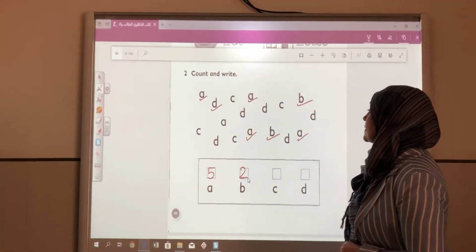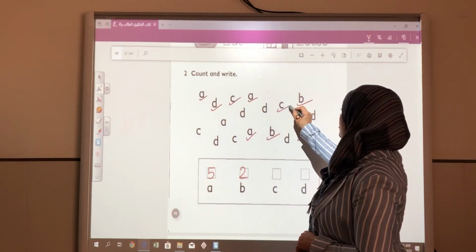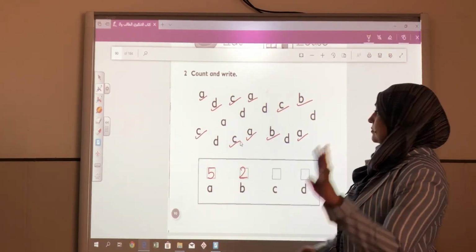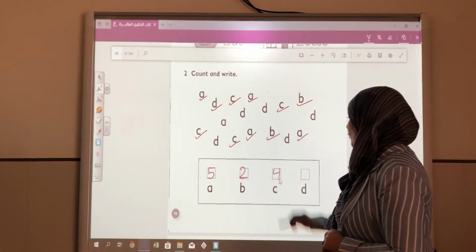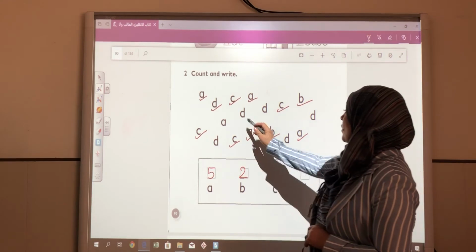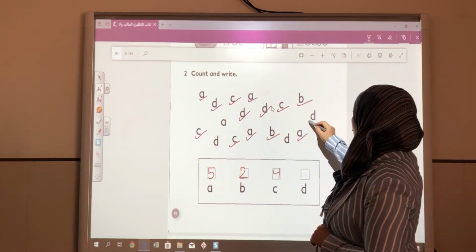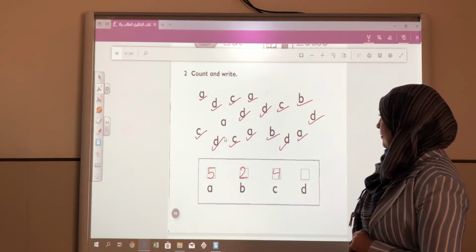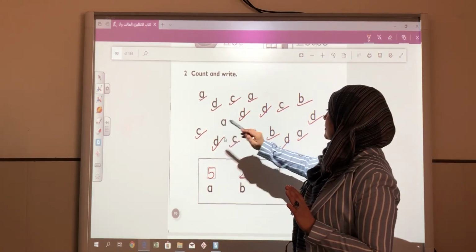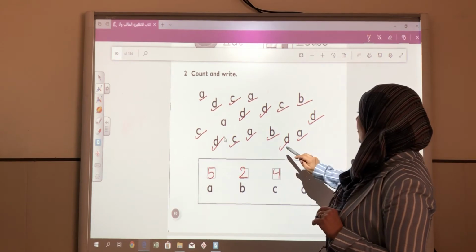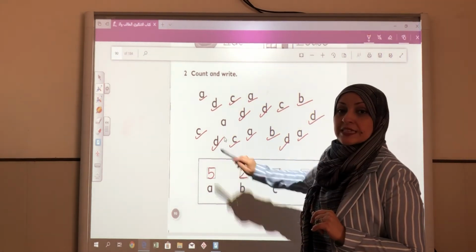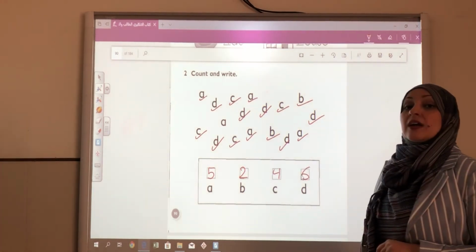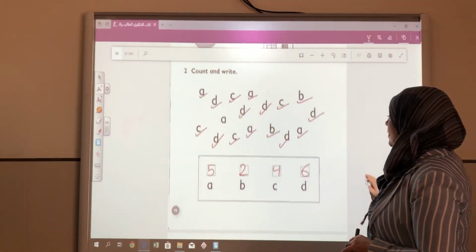Now letter C. 1, 2, 3, 4. So we will write number 4. Now the last one, D. 1, 2, 3, 4, 5. Again, 1, 2, 3, 4, 5. This one is 6. So we have 6, not 5. Right? Number 6. Good. Now go to the other page.